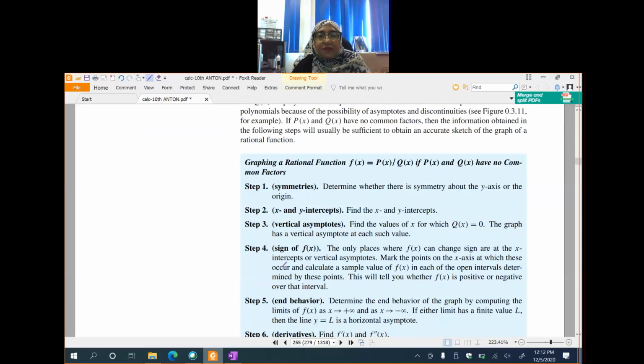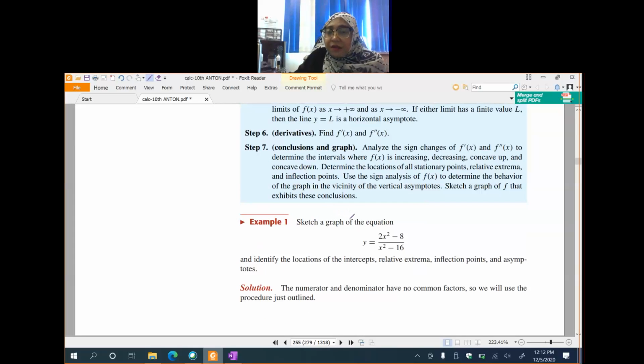Now, let's look at the example. The function is y equal to 2x squared minus 8 divided by x squared minus 16. This is a much more complicated function compared to the previous example because this is not a polynomial. It is a rational function. It consists of a denominator as well as a numerator.